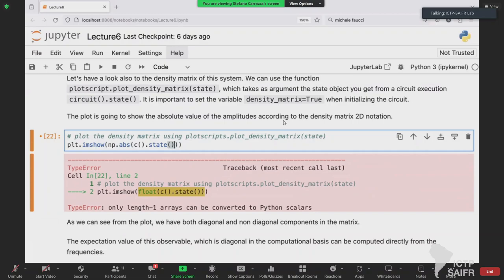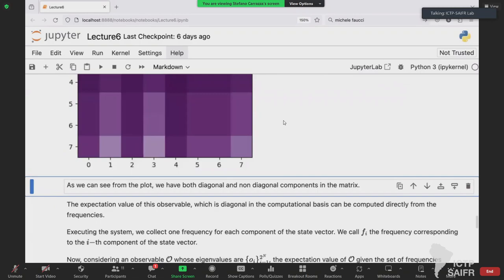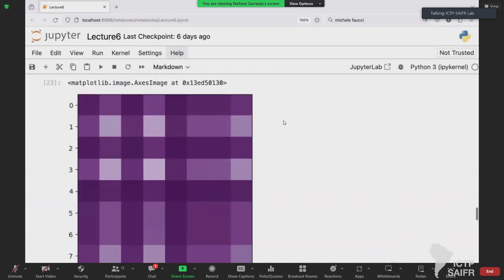Then comma, this comma CMAP, PRGN, 0 max, 1. Here we go. So this is the density matrix.